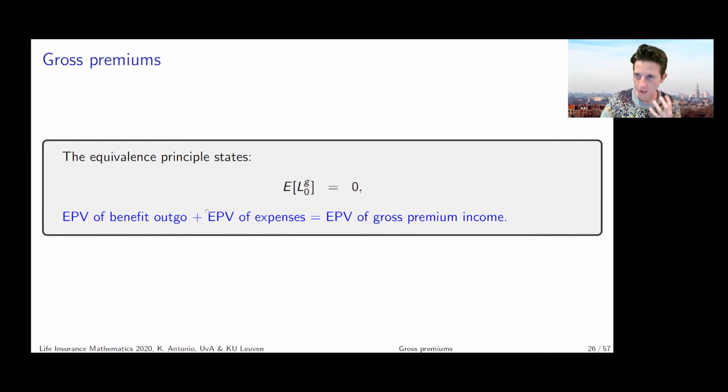Because like I said before the break, this often goes wrong if we do exercises on this kind of topic. So what you get here is that the equivalence principle now becomes the EPV of the benefits plus the EPV of the expenses is equal to the EPV of my premiums. Why do I put the EPV of the expenses over here with the same sign as the benefits? Because my premium should be sufficient to cover both elements, the benefits and the expenses. That's how you should picture it: you want to charge a premium that is large enough so that both elements are covered by this cash flow stream of premiums.